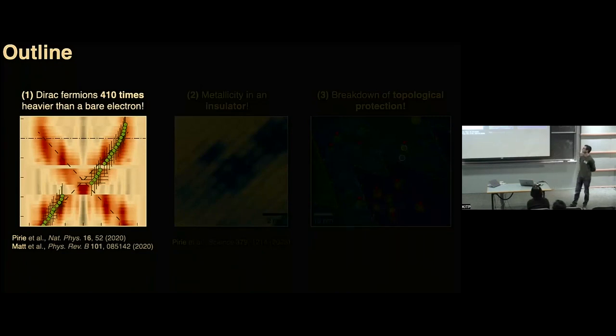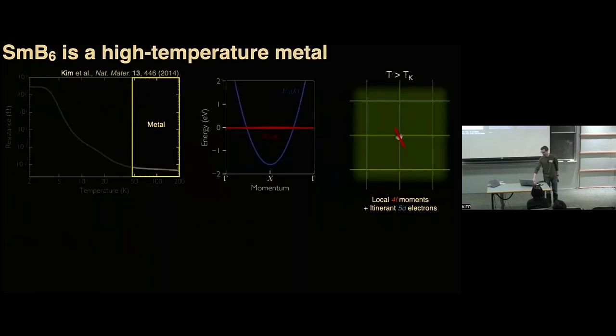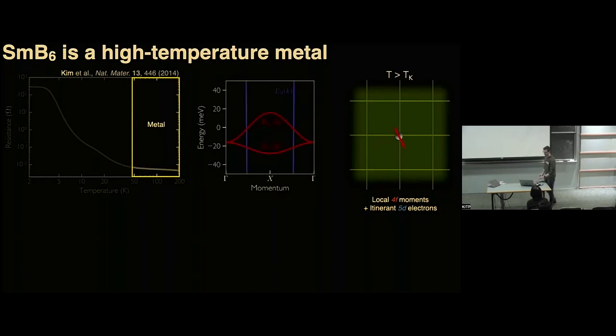Great. So the early interest in SmB6 came from an anomaly in its low temperature conductivity. So I'm going to walk you through it kind of slowly. At high temperature, samarium hexaboride is just a normal metal. But unlike most other metals, in addition to the conducting 5d electrons that form the parabolic band, there is a lattice of local 4f moments, one at every site. And through the Kondo process, they're renormalized to the chemical potential. And if you zoom way in, they're also split by crystal field interactions.